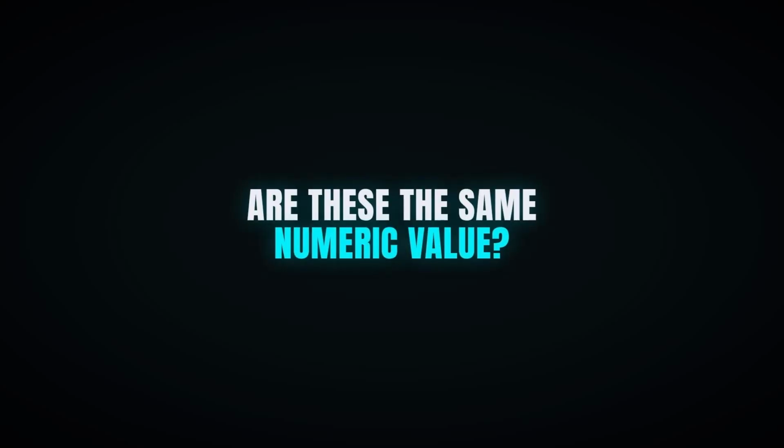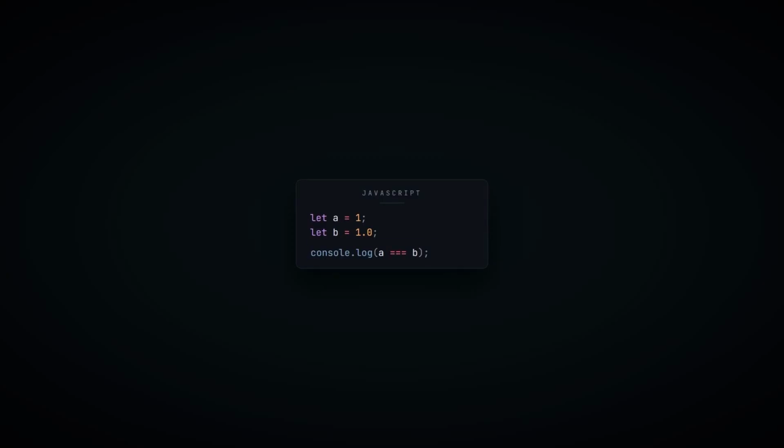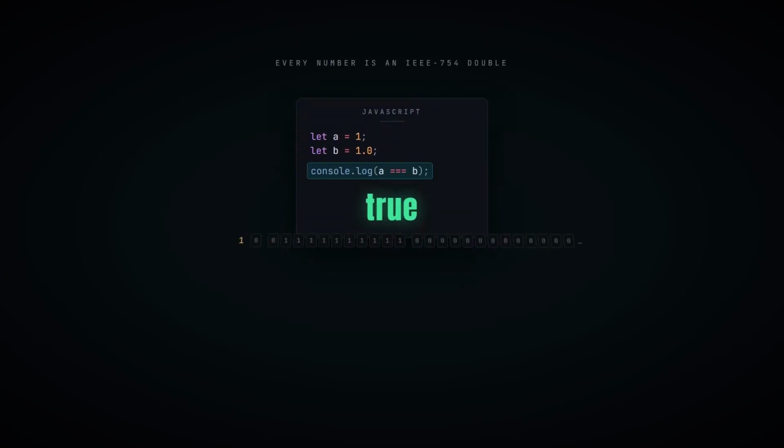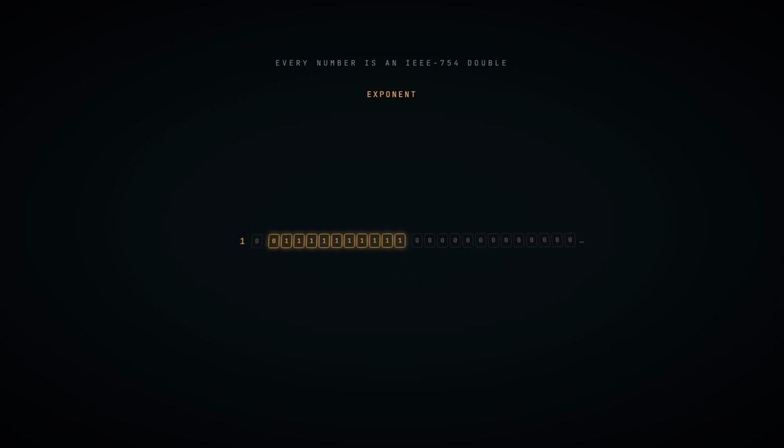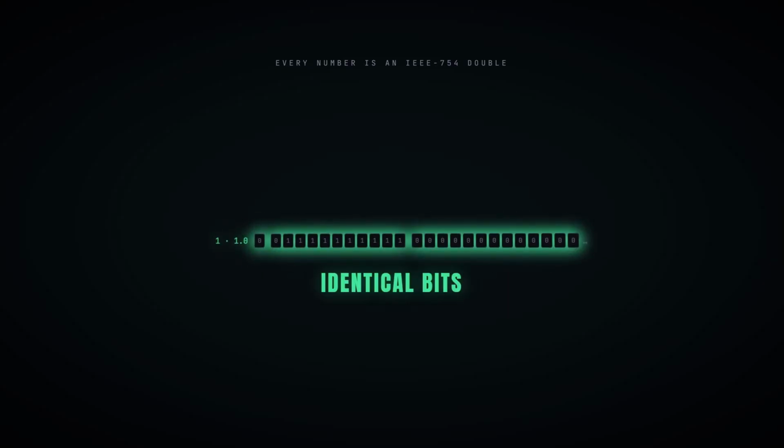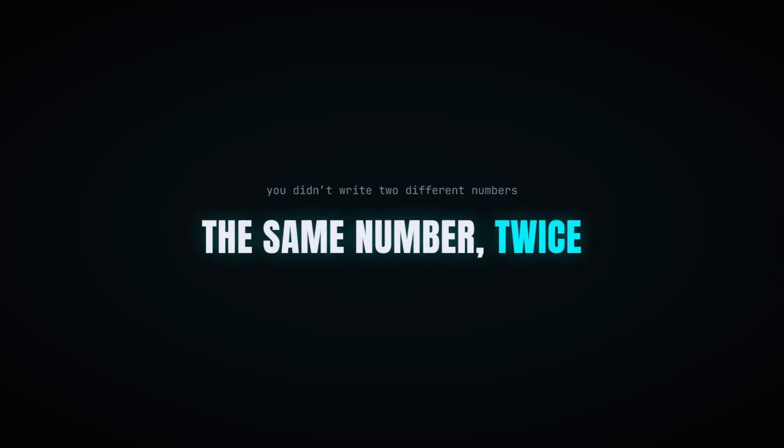Start with JavaScript. JavaScript's triple equals asks a single fundamental question. Are these the same numeric value? When you write 1 triple equals 1.0, JavaScript says true because every JavaScript number value is specified as an IEEE 754 double precision floating point value. To JavaScript, literal 1 and literal 1.0 evaluate to the exact same double precision value. You didn't write 2 different numbers, you wrote the same number twice.